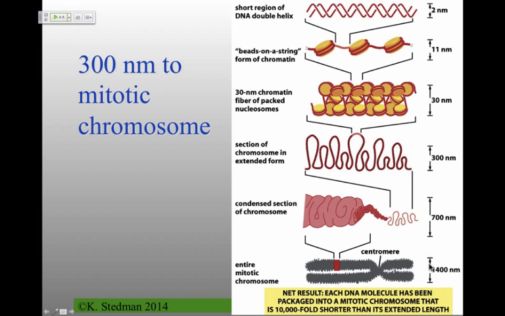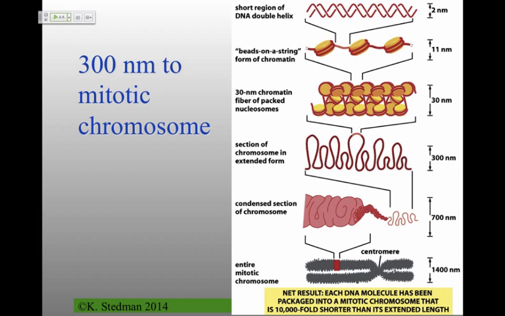So the next step, once we've got these 300 nanometer filaments, which again is pretty much all these things compacted next to each other, under certain parts of the cell cycle, you need to compact this part of the chromosome all the way down to a mitotic chromosome. And so again, this is the maximum amount of compaction that you get of your DNA under any system.